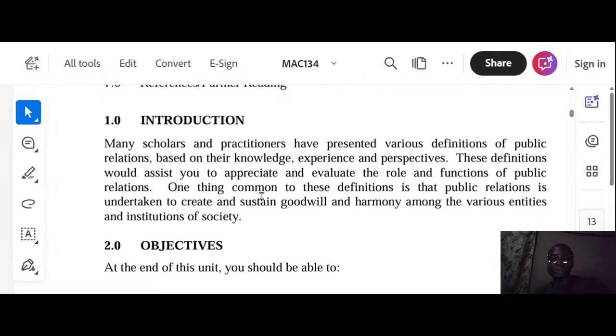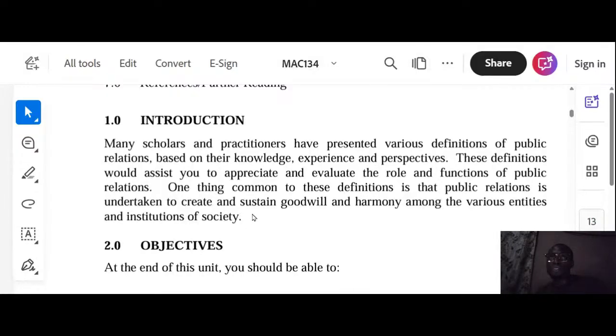Now, as a form of introduction, many scholars and practitioners have presented various definitions of public relations based on their knowledge, experience, and perspectives. These definitions would assist you to appreciate and evaluate the role and functions of public relations. One thing common to these definitions is that public relations is undertaken to create and sustain goodwill and harmony among the various entities and institutions of the society.